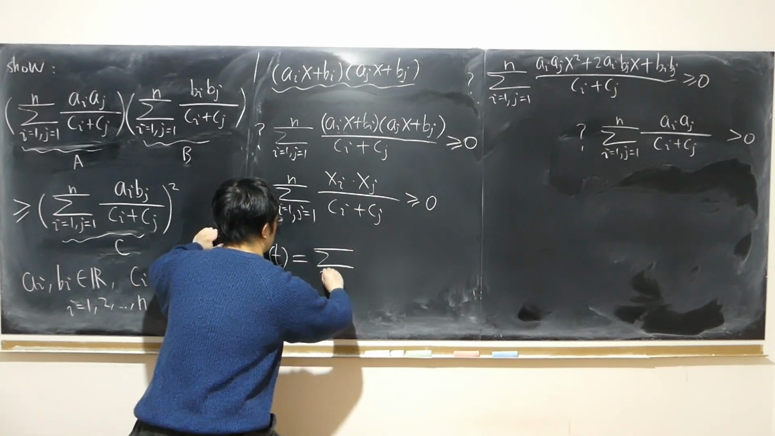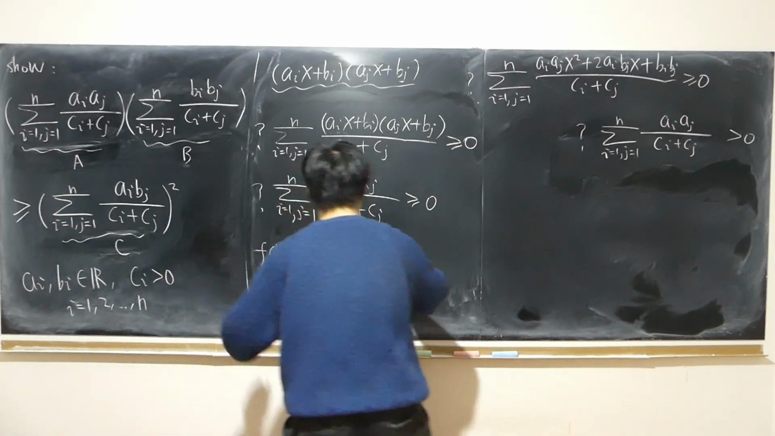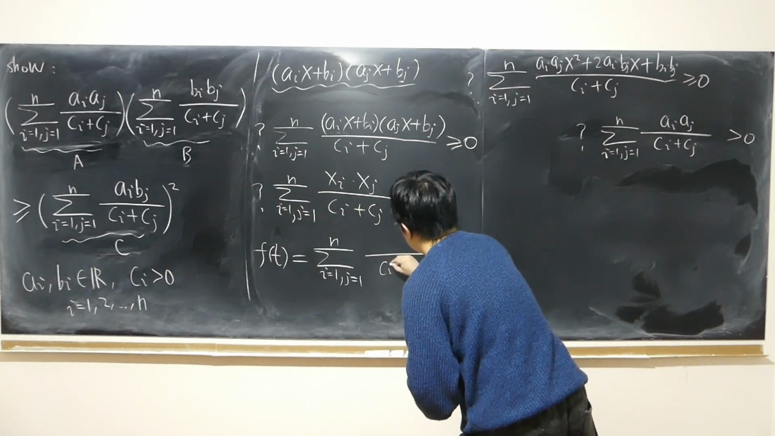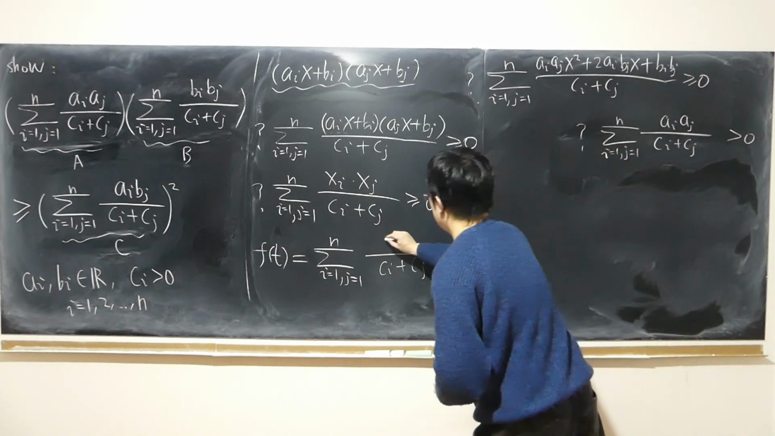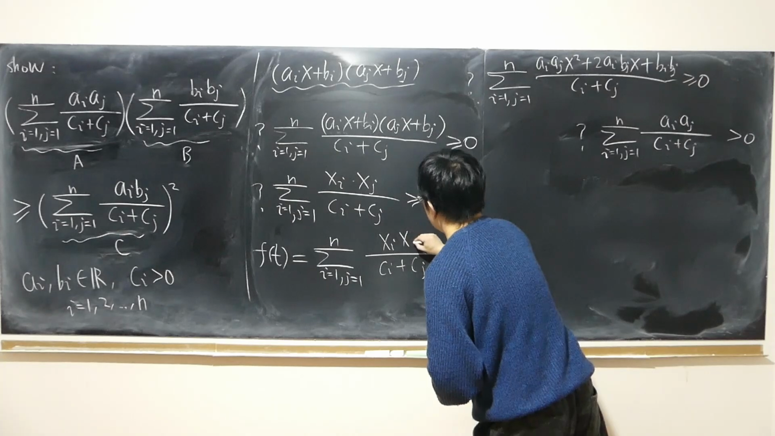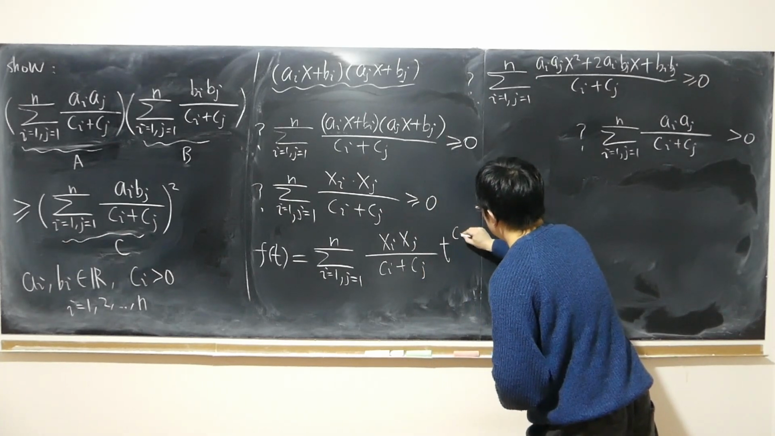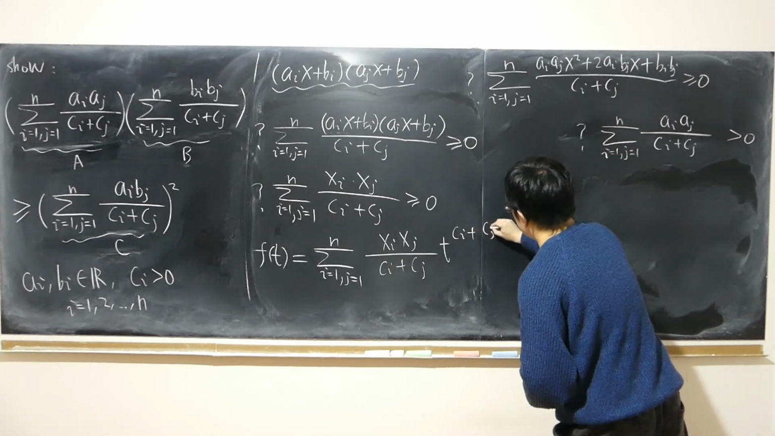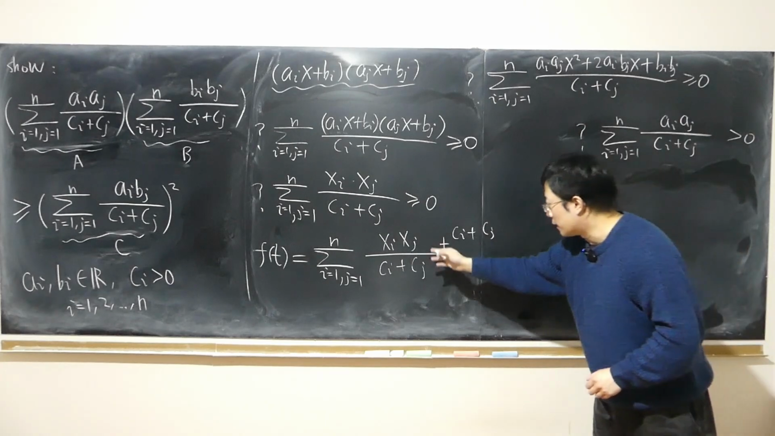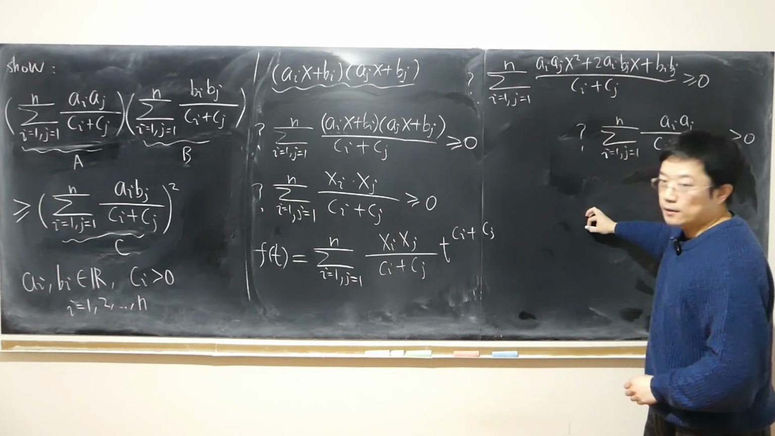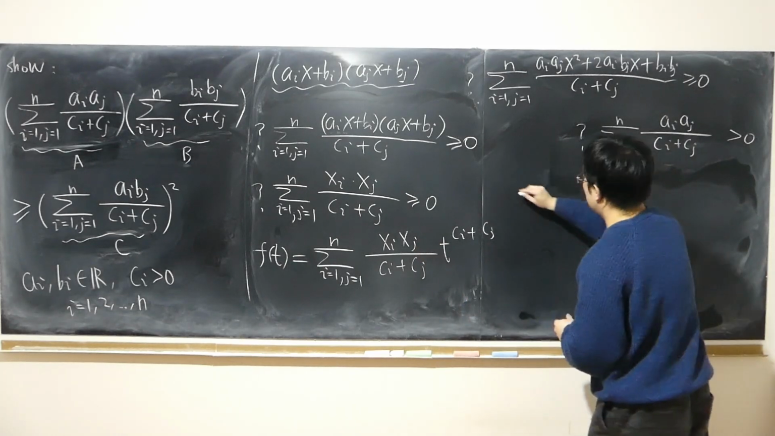That is double sum ci plus cj xi times xj times t to the power of ci plus cj. This function in terms of t. Finite sum. Finite sum, of course, it's legal for us to differentiate term by term.